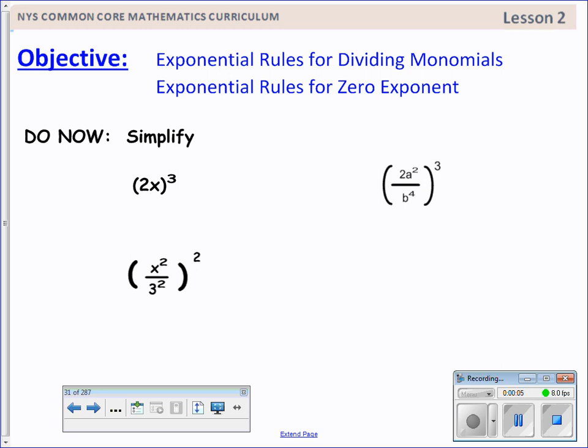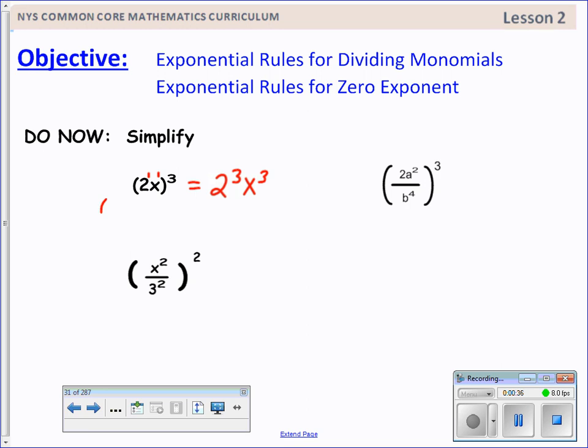Exponential rules for dividing monomials and the exponential rules when I have a zero exponent. Let's just review what we did yesterday. In the first example of the do now, I have 2x and that entire quantity is cubed. Again, everything in that parenthesis is the base. 2 is to the first power, x is to the first power, so it is considered a power to a power. My final answer would be 2 cubed x cubed.